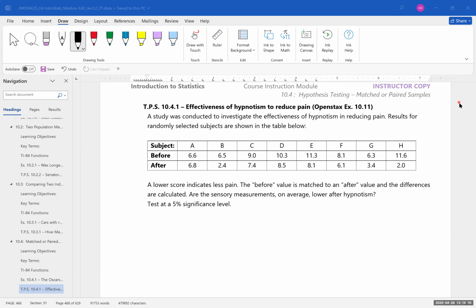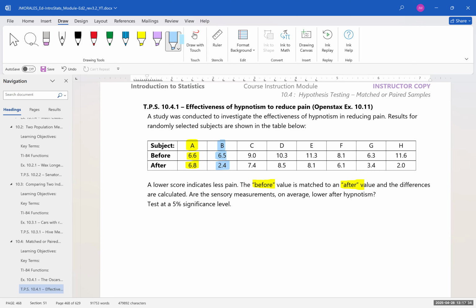So what you can see here is that the before value is matched with an after value, and then the differences will be calculated. So here we have subject A, so this is person A, and then this is their pain score before hypnotism and after hypnotism. This is subject B, so person B, their pain before hypnotism, their pain after hypnotism. So we'll be doing a difference of the before and after.